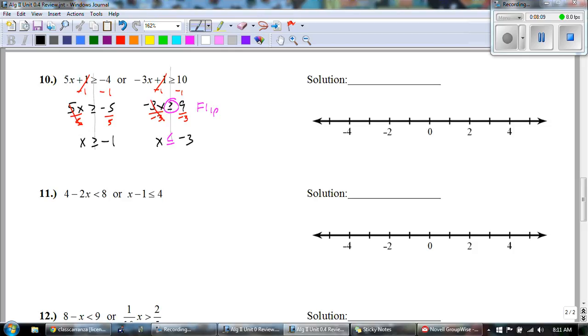Now, when I write my solution over here, we need to remember that we need to put them in order from least to greatest. So that's why I'm writing x is less than or equal to negative 3, or x is greater than or equal to negative 1. Okay, so at negative 3, I am closed, and I'm shading everything to the left. At negative 1, I am closed, and I'm shading everything to the right.